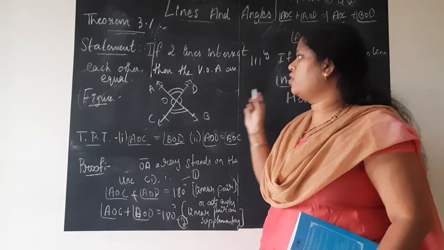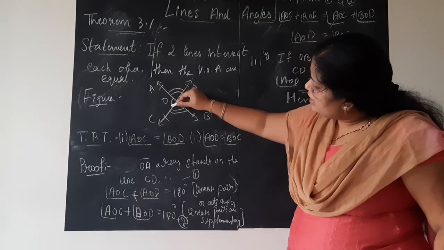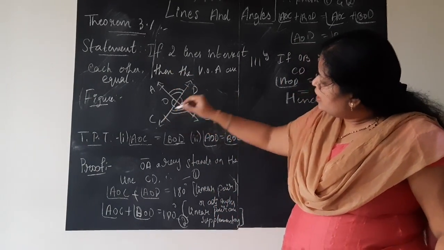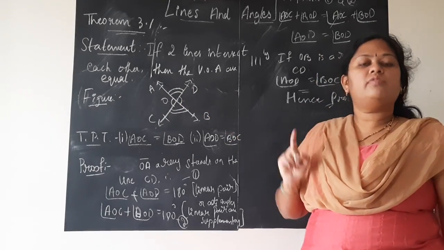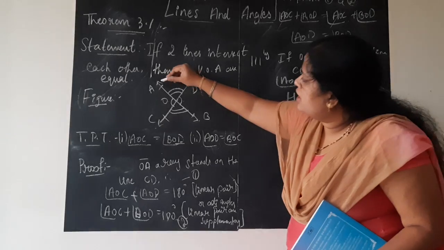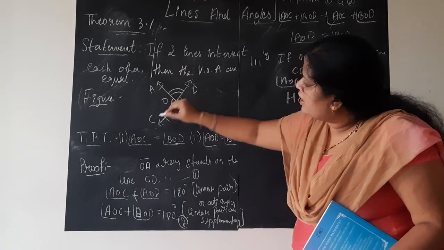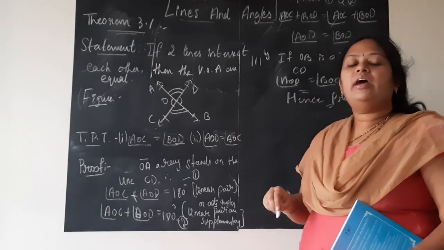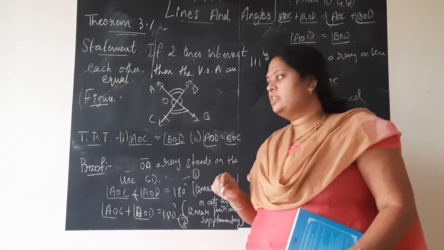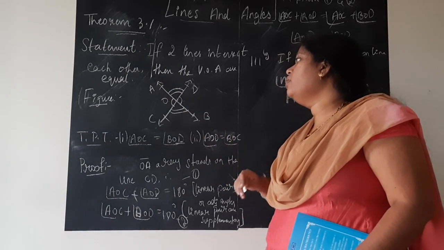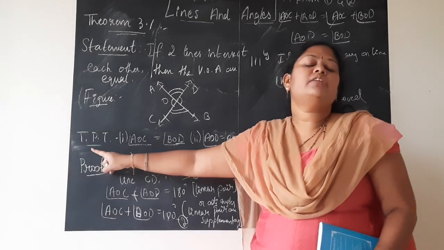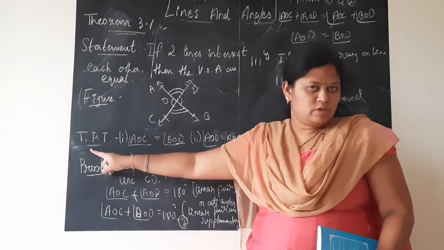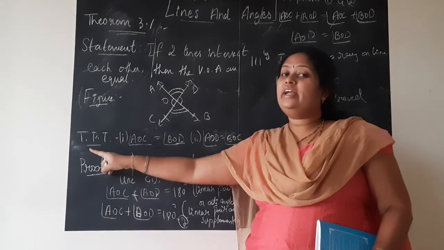We need to prove according to the theorem. You can see angle AOC and angle BOD with single arcs are vertically opposite angles. Similarly, angle AOD and angle BOC are the other pair of vertically opposite angles. So we need to prove those vertically opposite angles are equal. That is what I have written. TPT means to prove, that is short form, only for me, children. You have to write it in full.